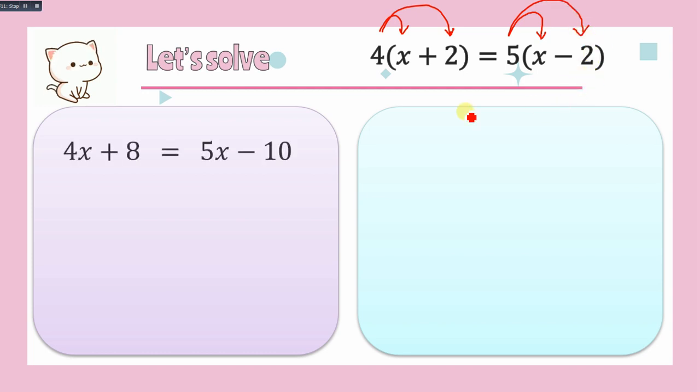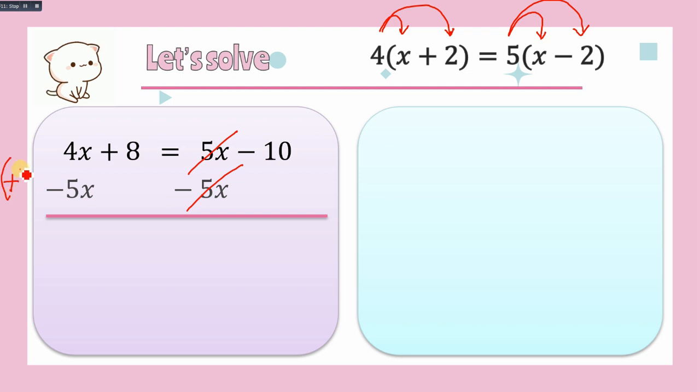You have to choose whether to cancel 4x or 5x, or you can use the transposition method. In this case, I would like to add both sides by negative 5x, so I can cancel this out. I will apply the addition property of equality, wherein 4x plus negative 5x would be negative x, bring down 8, and also bring down negative 10.